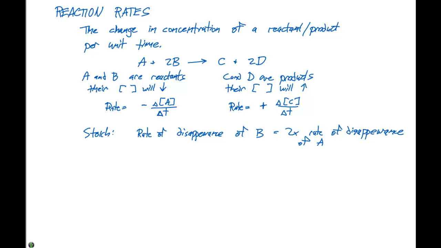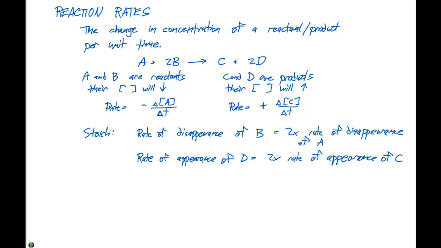Okay, we can also say that the rate of appearance of D is equal to 2 times the rate of appearance of C. And again, this is dictated by the stoichiometry of this particular equation.